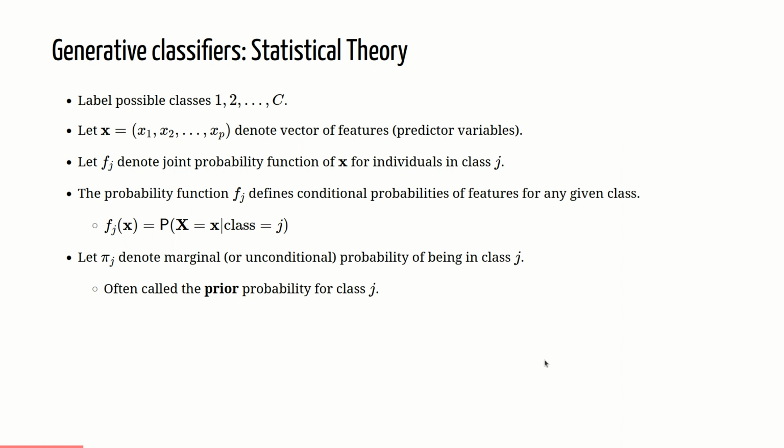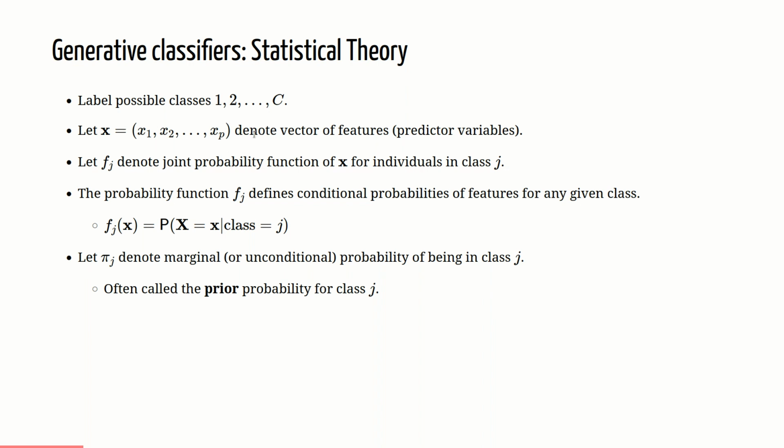So a little bit of statistical theory for generative classifiers. Let's set up some notation. We're going to have C possible classes, so 1, 2, 3, 4 up to C, whatever C may be. And we're going to have a vector of features or predictor variables, and there's going to be P of them. Those are the information that we're going to be observing on both the training and test set, and the labels are only going to be on the training set.